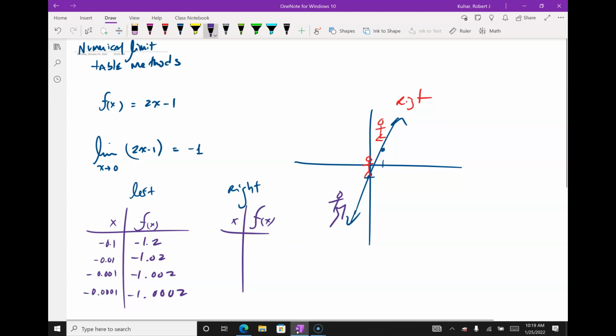This is going to 0. That's what I want. I want x to go to 0. So where's the function going? -1. So you're just using the table to verify.